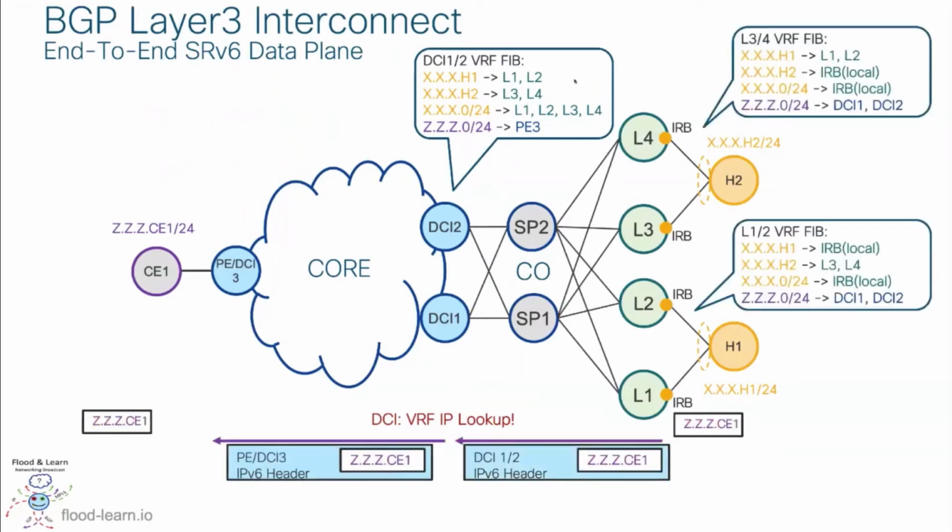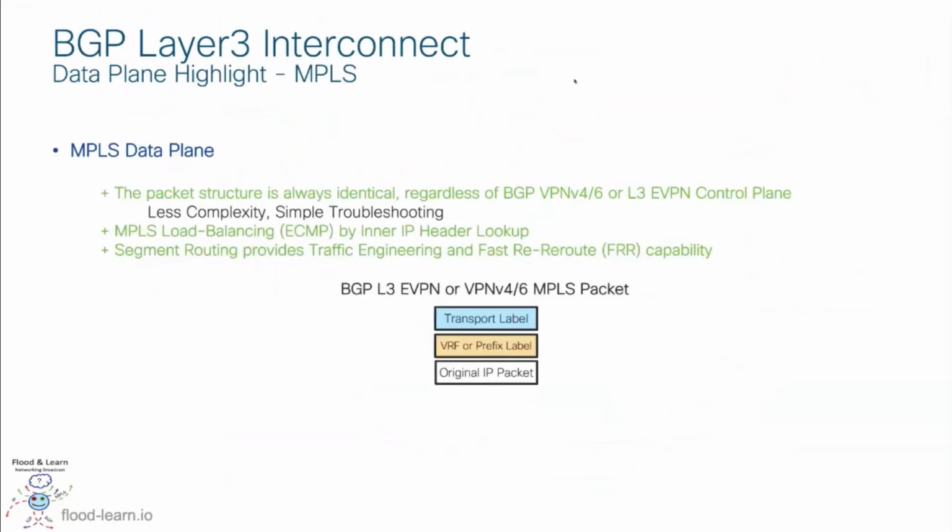From the opposite direction, completely the same. From the leaf to DCI, from the DCI to PE. Again, the packet structure is completely the same. So let's compare the control plane like we compared before. For EVPN L3, let's very quickly compare the MPLS and IP data planes. First, MPLS: the packet structure is always identical regardless of BGP VPN v4, VPN v6, or L3 VPN control plane. This is something we already mentioned.